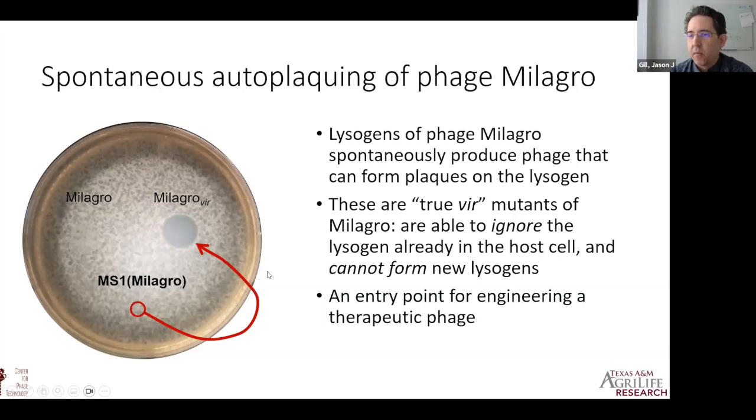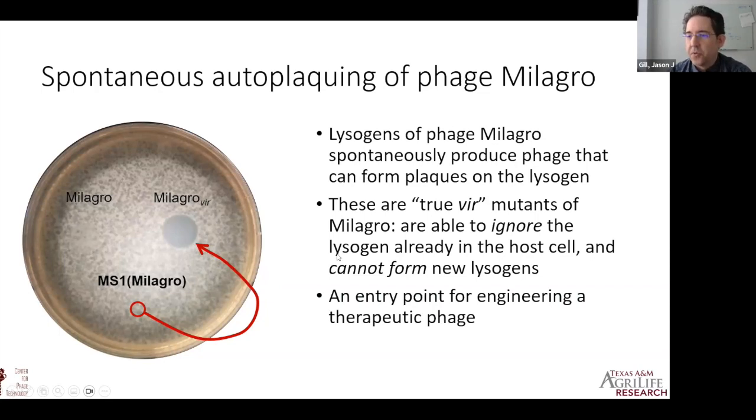These are what are called true Vir mutants, as opposed to, for example, a C1 deletion. A true Vir mutant is not able to form a lysogen, but it's also unable to respond to the repressor that's already present in the cell. So it's not repressed by its own lysogens, which is different from a C1 deletion, which is the more direct way to get a virulent phage, because those will not be able to form lysogens, but if they infect a lysogen, they'll still be repressed.